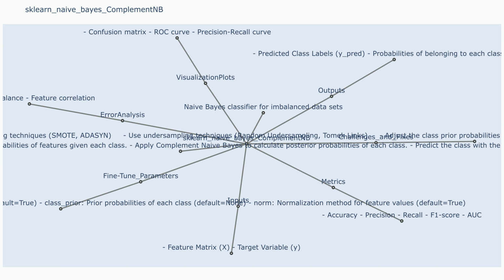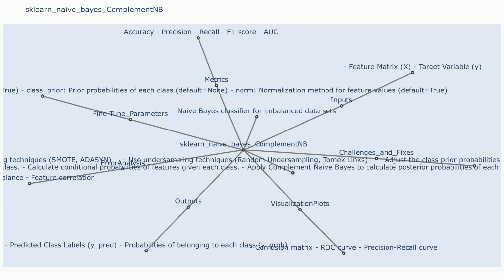Instead of directly calculating the likelihood of each feature belonging to a class, CNB calculates the likelihood of the feature being absent in that class. This approach helps to mitigate the bias introduced by imbalanced classes.